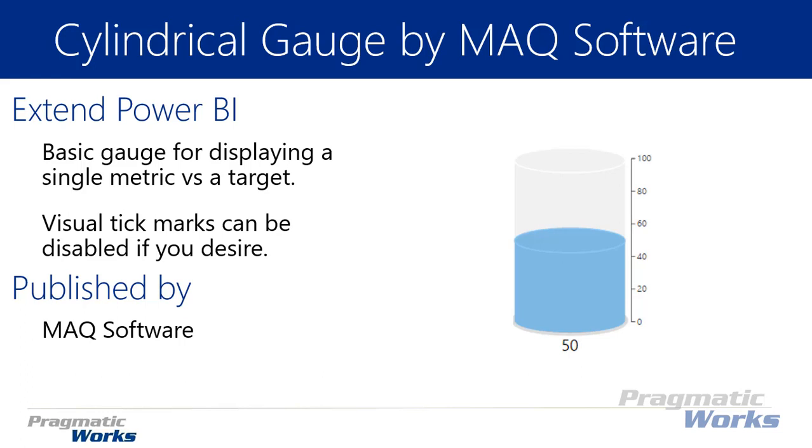Now this is a pretty basic visual in that it's really designed to show one metric value that you have. So if you have one particular metric, kind of like you would put into a card inside of Power BI, you could use the Cylindrical Gauge to show that. You can also control a target, or the overall total of what the gauge can show, inside the format paintbrush area that we'll take a look at.